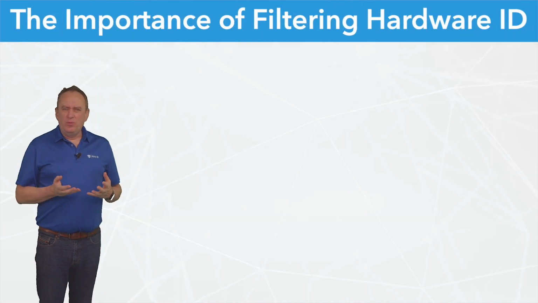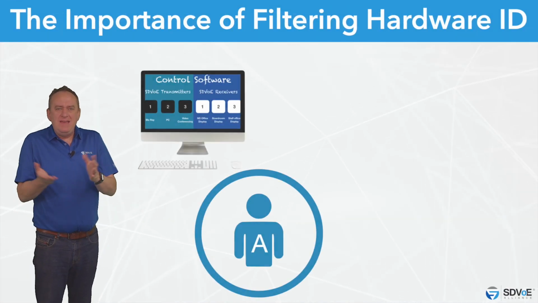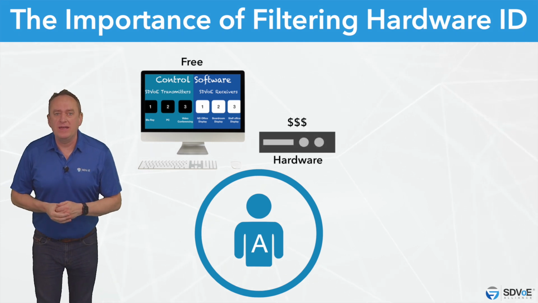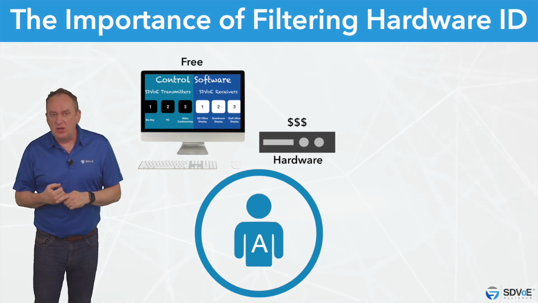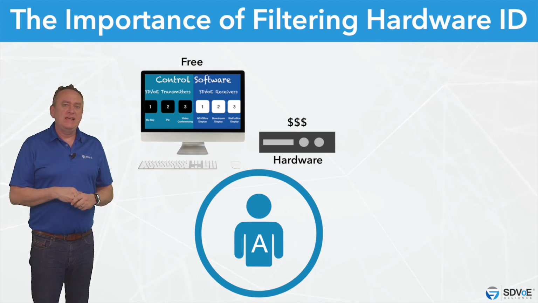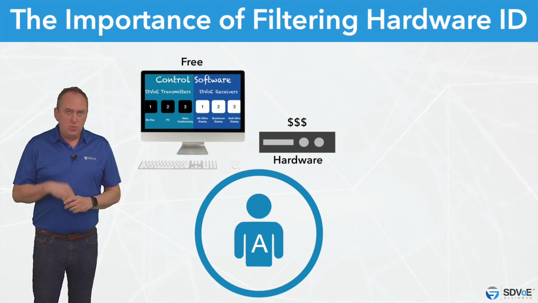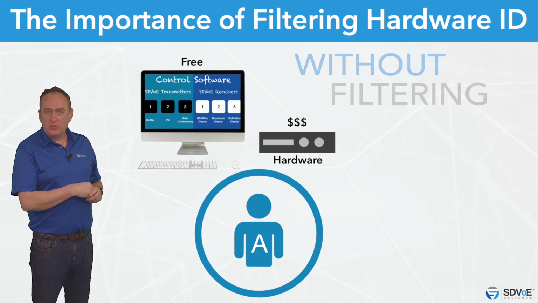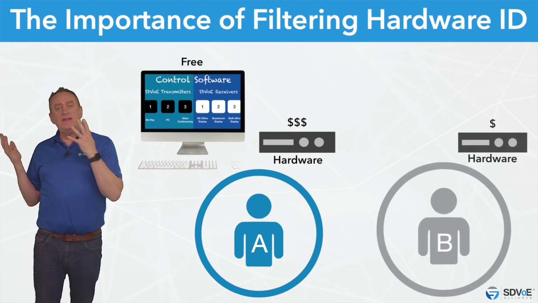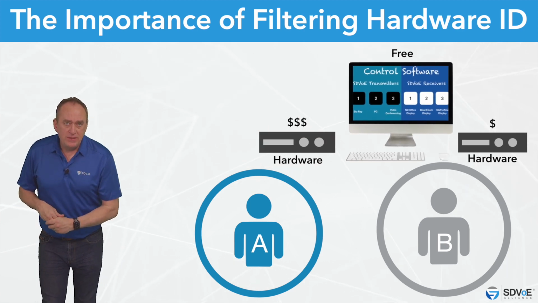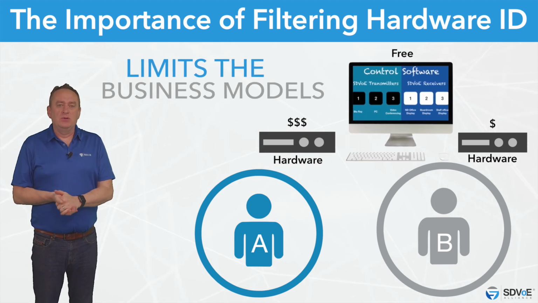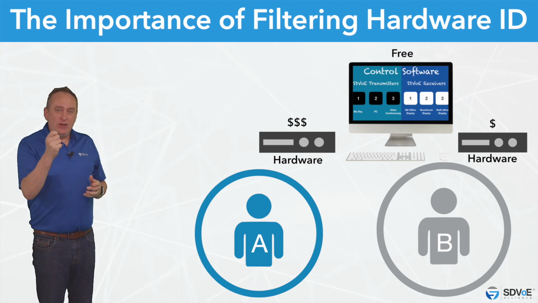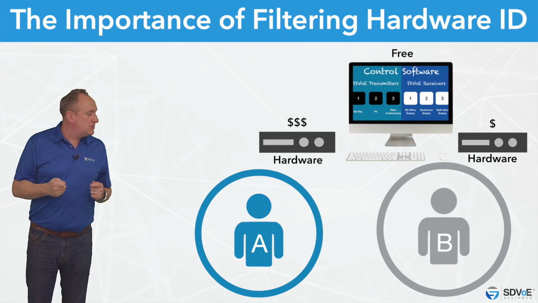Why is this important? Well, for example, vendor A writes awesome software, wants to give it away for free and charge a bit more for their hardware, rather than deal with selling and licensing software. Without filtering by hardware ID, anyone could take vendor A's software for free and use it with vendor B's cheaper hardware. This limits the business models available for SDVoE vendors, ultimately stifling creativity and development.